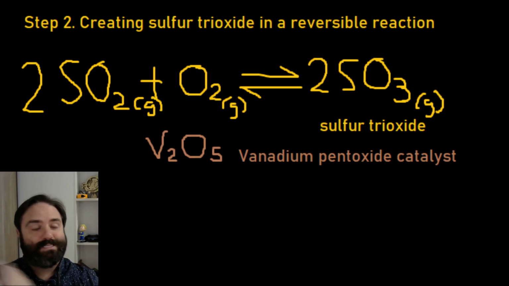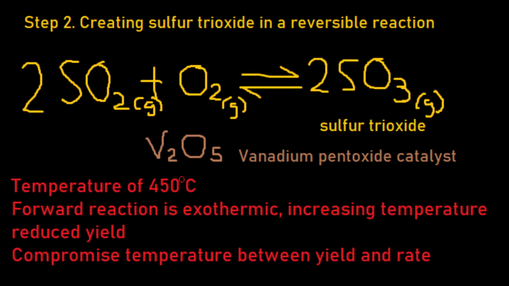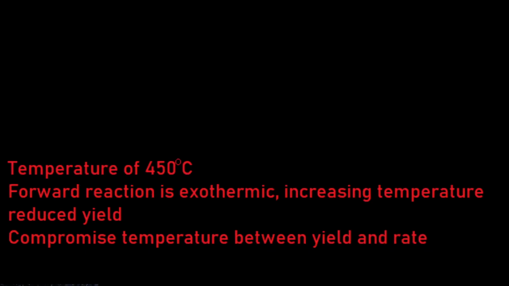The conditions for the contact process and the reason for choosing each of them are as follows. A temperature of 450 degrees Celsius is used. The forward reaction here is exothermic. So that means a high temperature will shift the equilibrium to the left. That will decrease the yield. That's not what we want. But a low temperature will increase the yield but will reduce the rate of reaction. So 450 degrees Celsius is a compromise between the yield and the rate of reaction, just like in the Haber process.